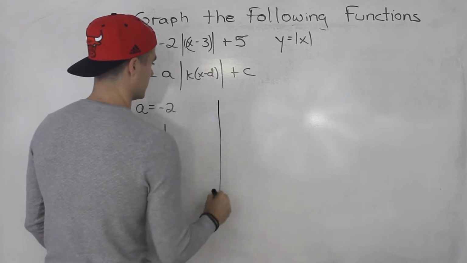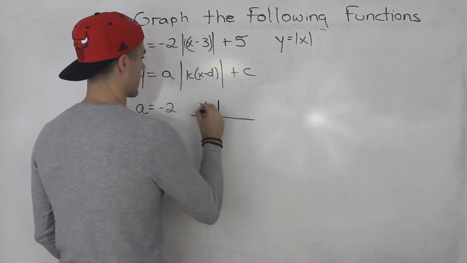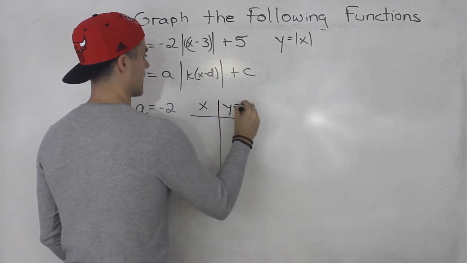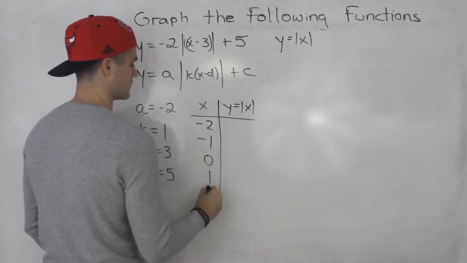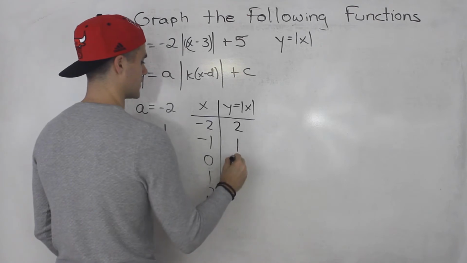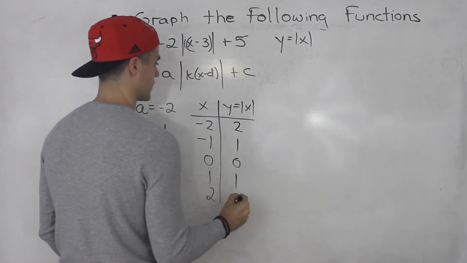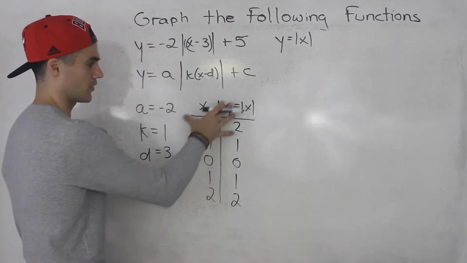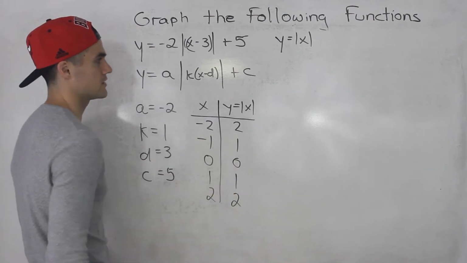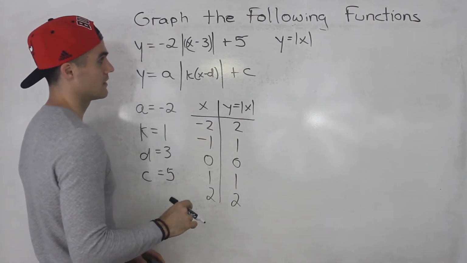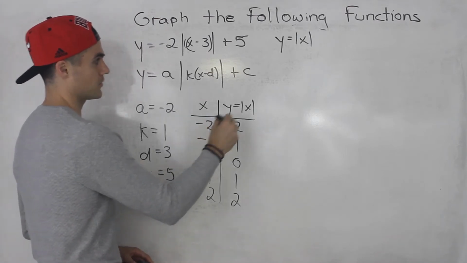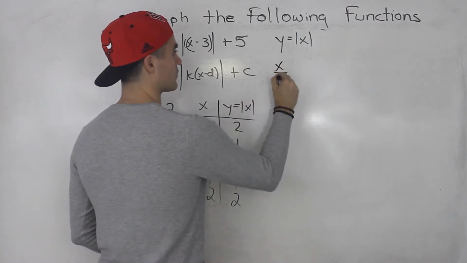So what we're going to do is take the parent function, absolute value x. The points for this are -2, -1, 0, 1, 2. Hopefully you're pretty comfortable at this point knowing what the parent table is for all of the parent functions that we've covered in this unit. And then we're going to take these points and transform them through this formula.